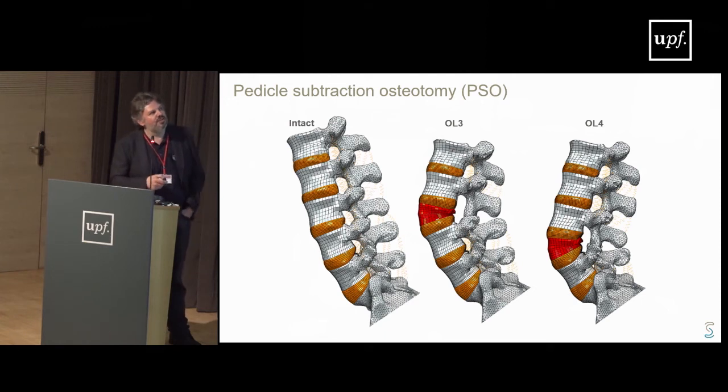So here you see the model before the surgery, and the model with the osteotomy here in L3, in the vertebra 3, and in the vertebra 4. Why 2? Because actually the surgeons are using this technique in L3 and in L4 for different patients.